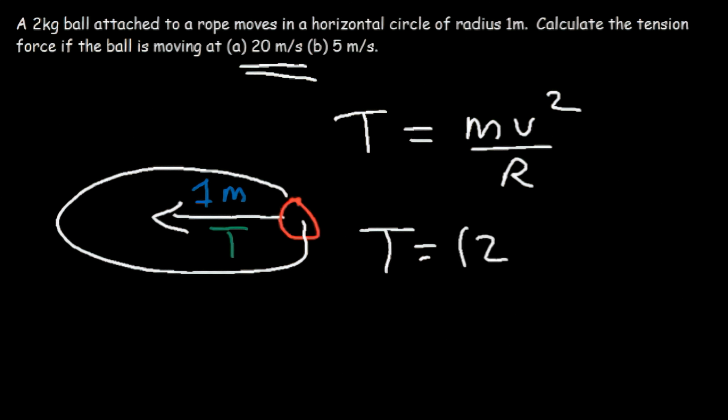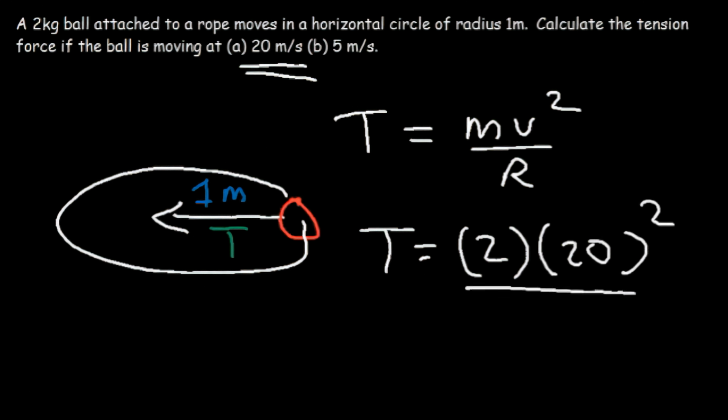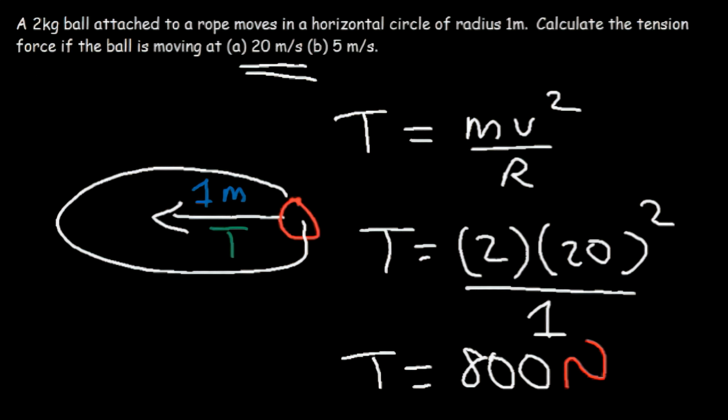So it's going to be 2 kilograms times the speed of 20 squared divided by the radius, which is 1. 20 squared is 400. 400 times 2 is 800. So the tension force is approximately 800 newtons.